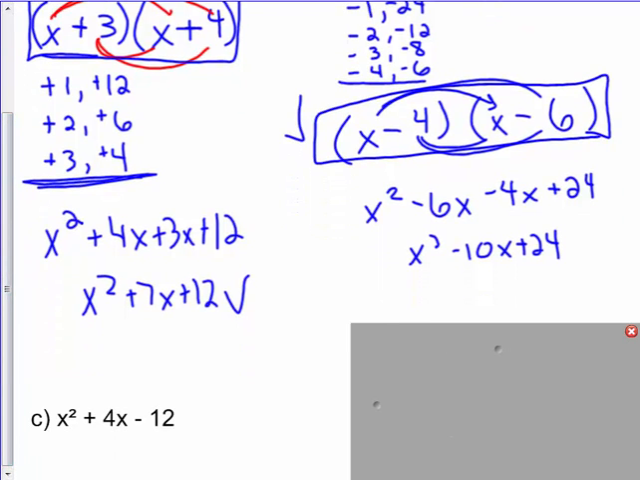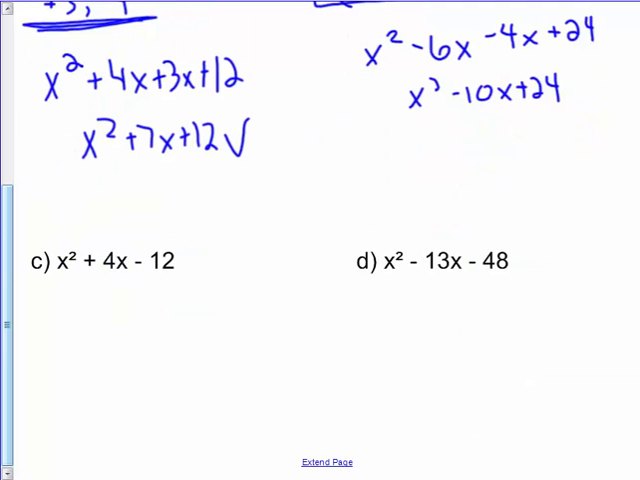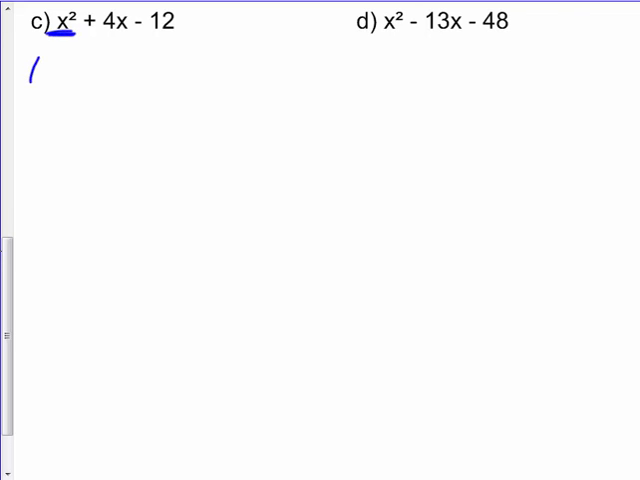So now in C, we have x squared plus 4x minus 12. So again, I have x squared. That's going to be x times x. And now I look at my last term.